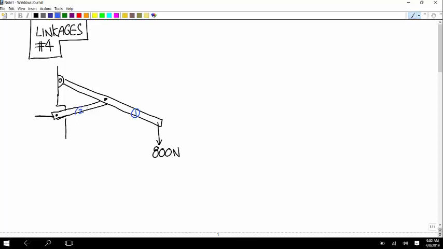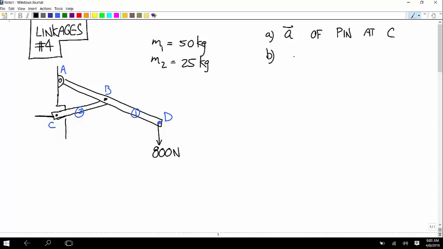I'll call the long one member 1, short one member 2. And I'll call this A, B, and C. The mass of member 1, the long one, is 50 kilograms. The short one is 25 kilograms. And we want to calculate the acceleration vectors of 2 spots. I'll call this D. We want to figure out the acceleration of the pin at C, and then the acceleration of the point D.